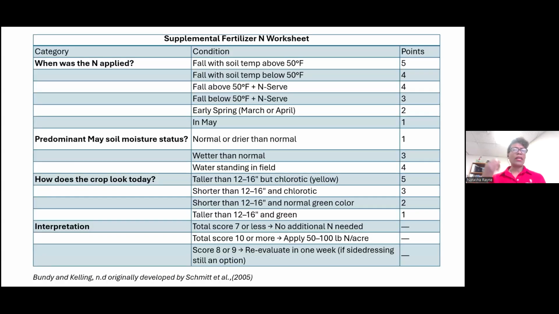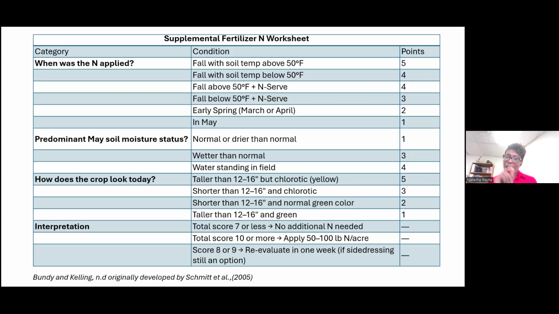In thinking about this topic and the direction for our research as a lab, I came across this worksheet initially developed out of the University of Minnesota. It's a simple worksheet consisting of a couple of questions, and they have a scoring system. Each question is assigned a number of points, and at the end you have a total number of points. Depending on your total, you have a certain interpretation: apply no nitrogen, apply some nitrogen, or wait and do this again in a couple of days. But that's not the point.